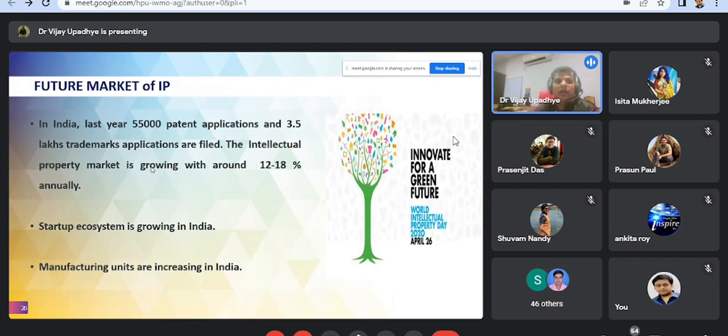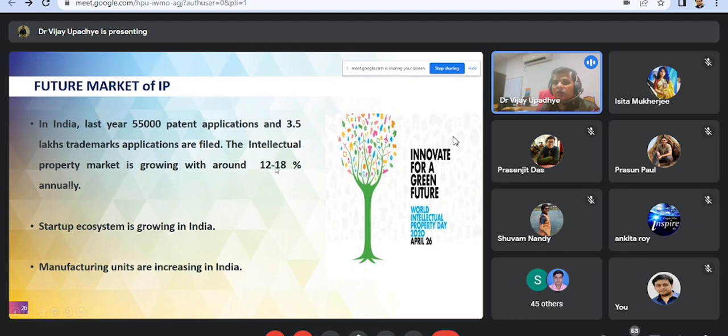Now India has almost more than 50,000 patent applications, though that figure is not constant, and more than 3.5 lakh trademark applications are being filed. Out of these, the intellectual property market share is almost 12 to 18%. So I am saying that if we have to come within the top 20, this should go beyond 80%.